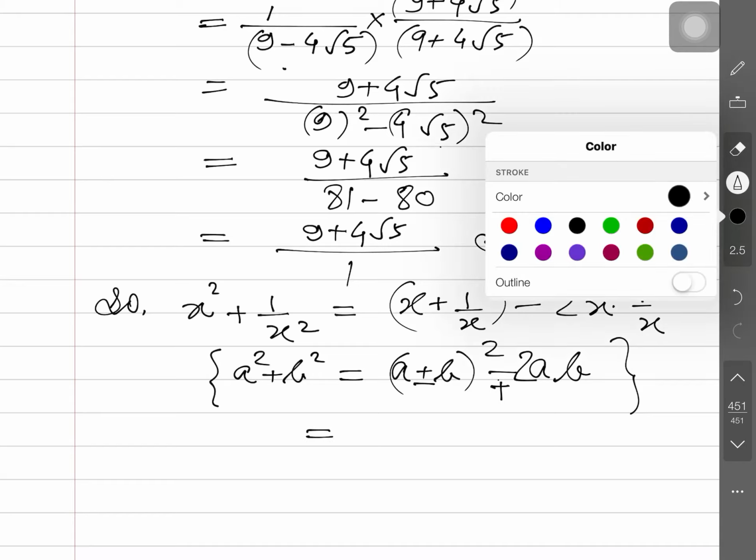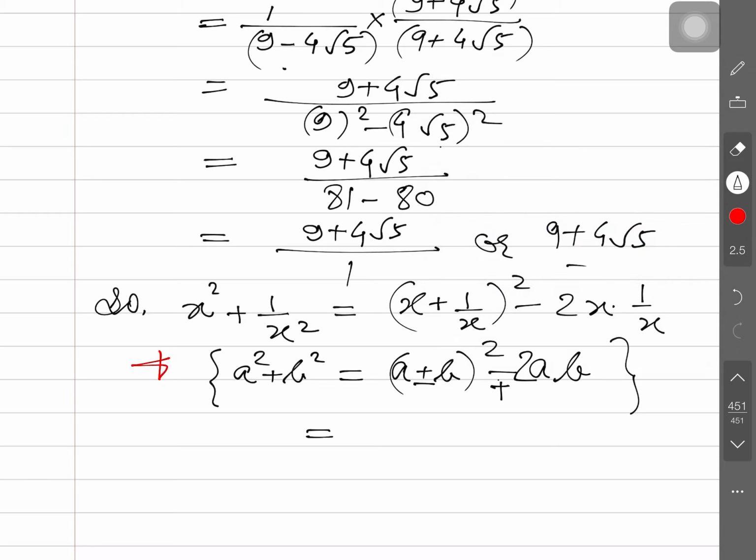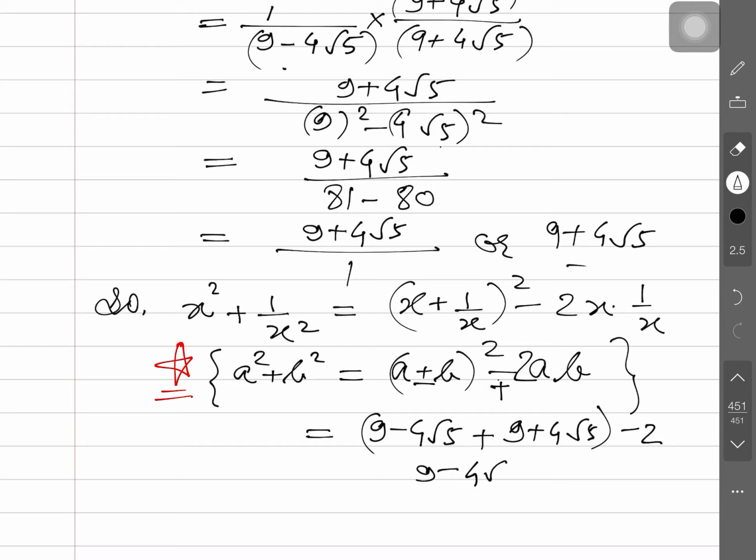Most of the time this is to be used here, remember please. Okay. In the NCERT textbook, when you are solving any question in mathematics, new concepts do not come again and again, clear? So, write this down please. So, x is 9 minus 4 root 5, plus 9 plus 4 root 5, okay, minus 2 times 9 minus 4 root 5 and 9 plus 4 root 5.